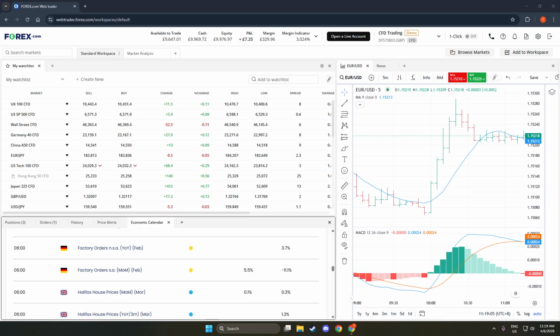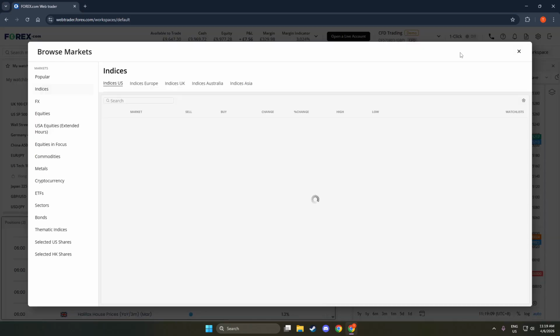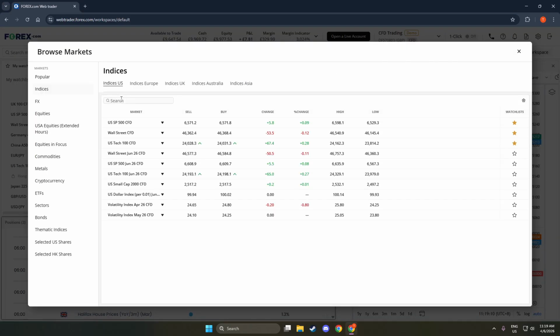First, log into your Forex.com account using your usual credentials. Once you're in, head to the Markets section. From there, select Forex. This is where all the currency pairs live, and it's the starting point for choosing what you want to trade. Next, choose a currency pair to focus on.